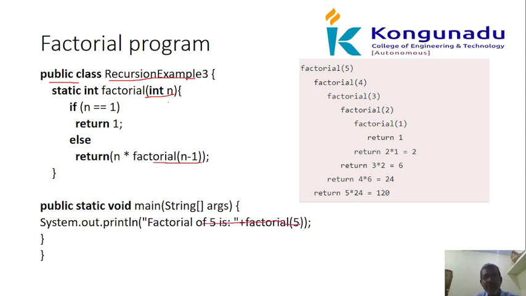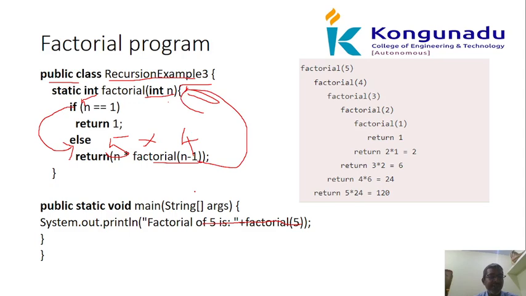Suppose I'm finding the factorial of 5. The value 5 is assigned to n. Is 5 equal to 1? The condition fails, so it will go to the else statement. In the else statement, 5 into factorial of n minus 1, and n minus 1 is 4. So it will process a second time, and once again go for the same thing. It is processed until the condition n equal to 1 is met: 5, 4, 3, 2, and then 1. Whenever n becomes 1, the condition is true, so it will stop. So this is the recursion program.